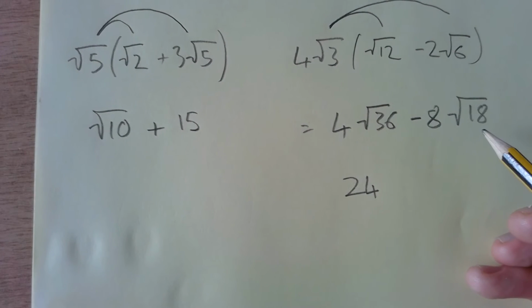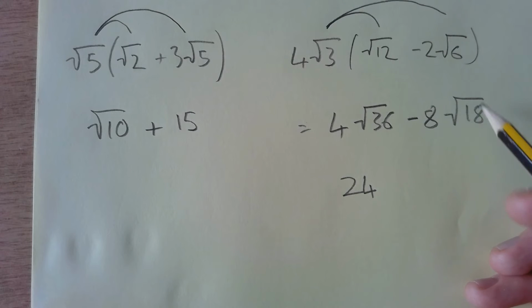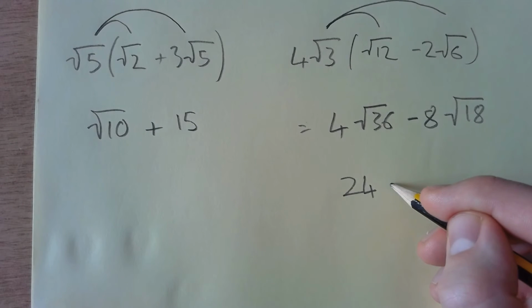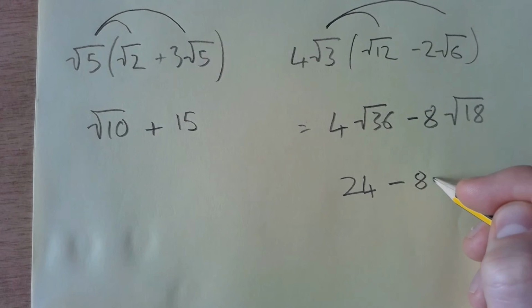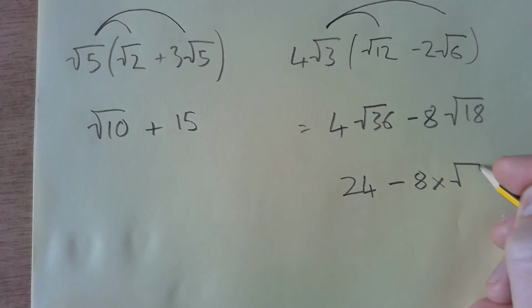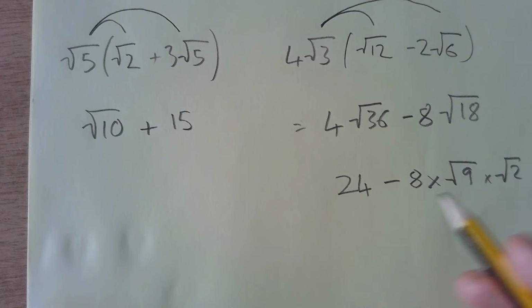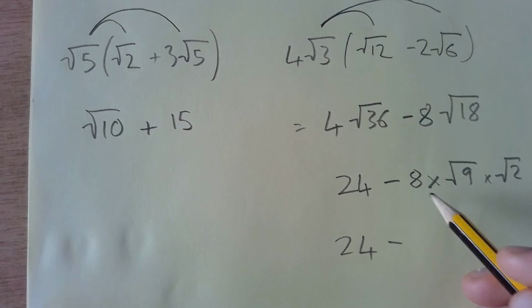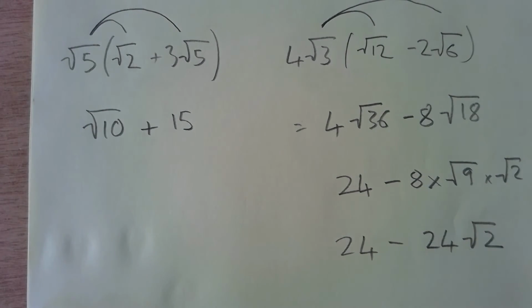Now 18 isn't square itself, but I'm pretty sure it's got a square factor. I'm always looking for those square factors, and it's got a factor of 9. So it's going to be the same as 8, just park the 8 there, come back to that in a minute, times root 9 times root 2, because I know that root 18 is the same as root 9 times root 2, and root 9 is 3, leave my 24 there, so I've got 8 times 3 times root 2, or 24 root 2.